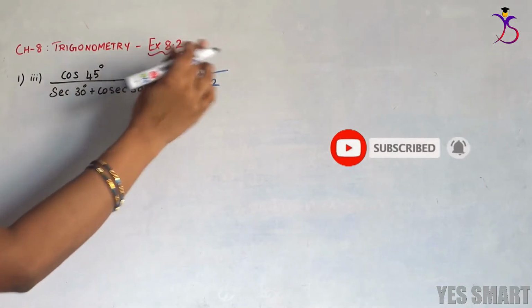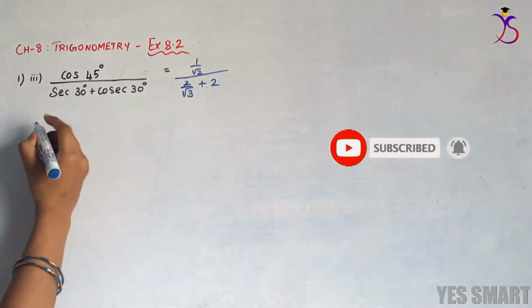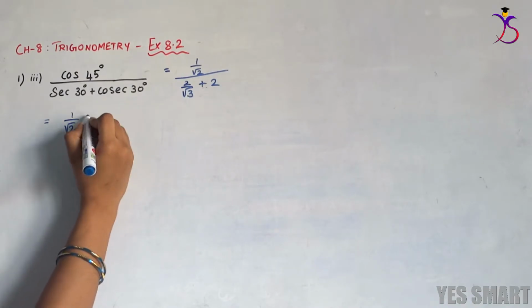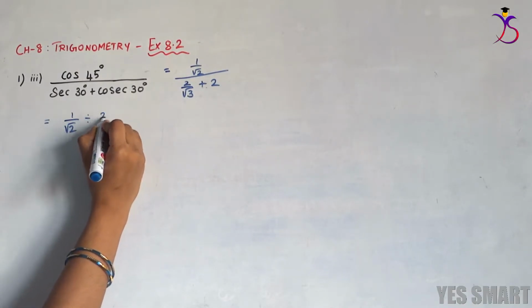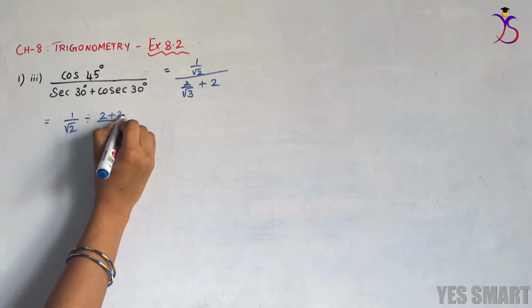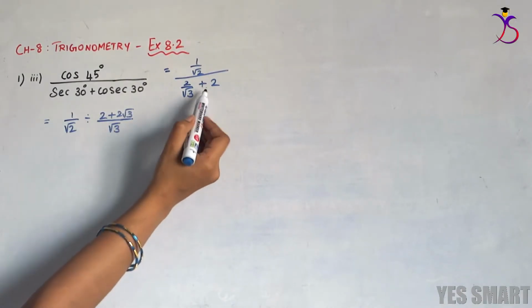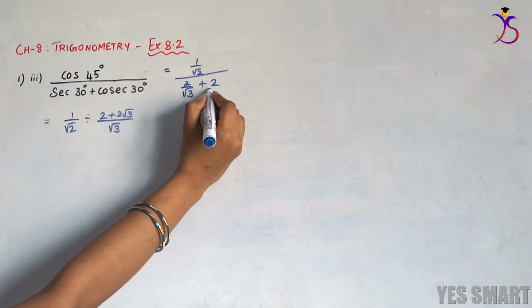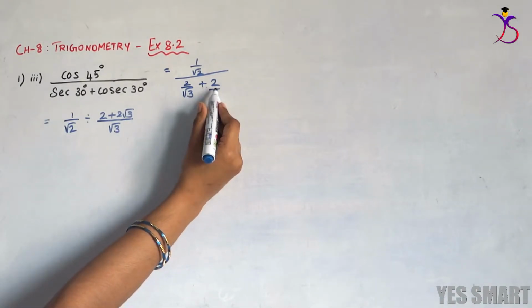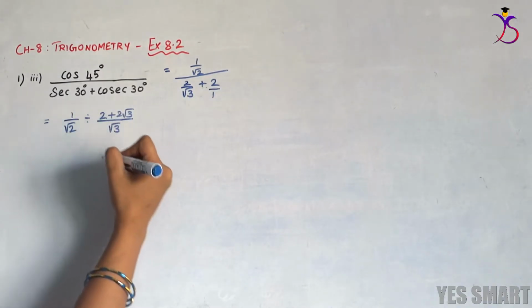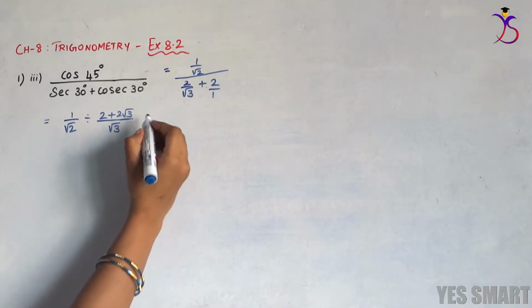So now I am going to solve these things. First I am going to take the LCM in the denominator. Therefore it becomes 1 by root 2 divided by 2 plus 2 root 3 the whole divided by root 3, because when I take LCM, here the denominator is 1. So when I take LCM, it becomes root 3. I am just multiplying the root 3 with the numerator and denominator. Therefore it becomes like this.